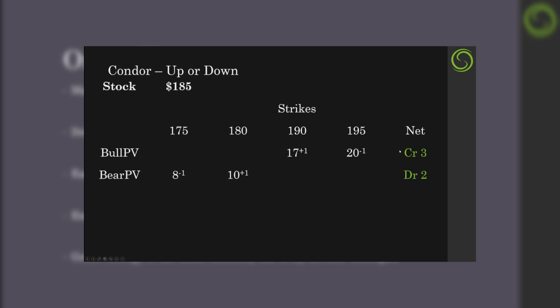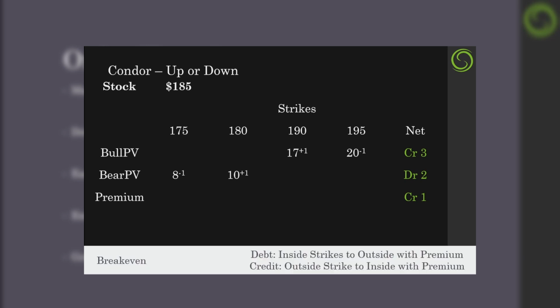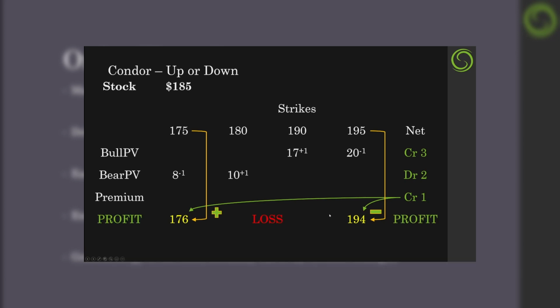So how we can figure out our premium is the bull put vertical will produce a credit of 3, the bear put vertical will produce a debit of 2, and we will get a net premium of a credit of 1. We can now use that net premium to calculate our break-even points. We'll take that 175 strike, add the credit of 1, and we will get a 176 lower break-even. We will then take the higher strike of 195 and subtract the credit of 1 to get a higher break-even of 194. And then anything between those two break-even points is going to be our loss, and anything outside of those break-even points is going to be our profit.